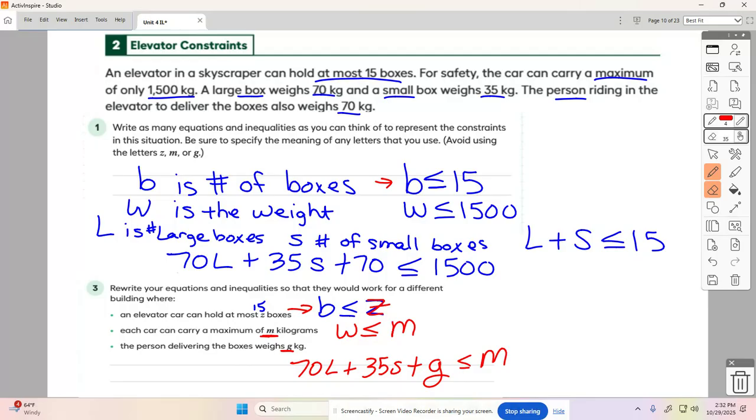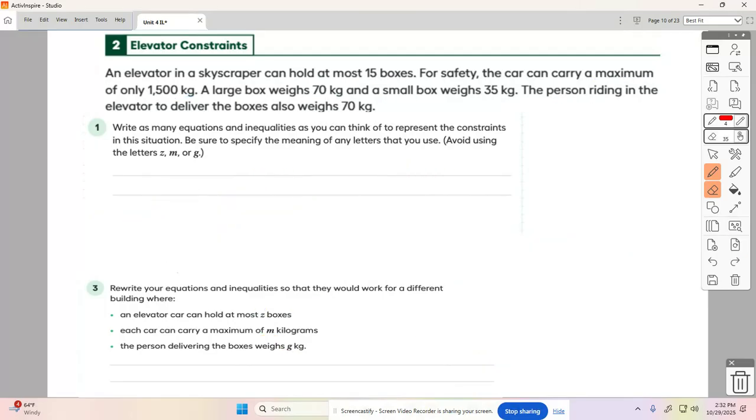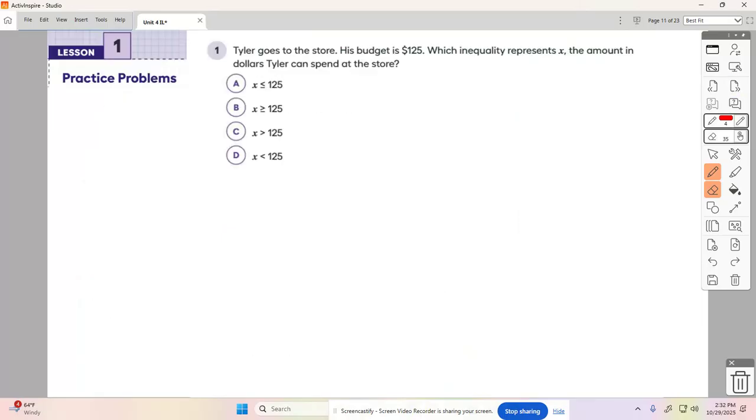Everyone get this copied down? Because y'all are about to do something that's very similar. Yes. Okay. And in the book? Well, after we do some practice problems.